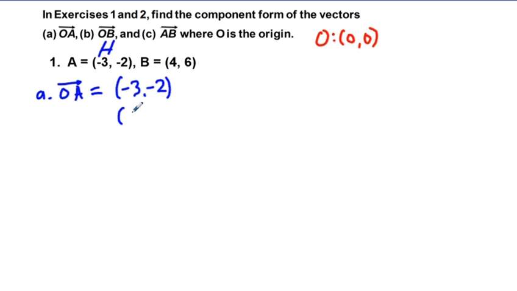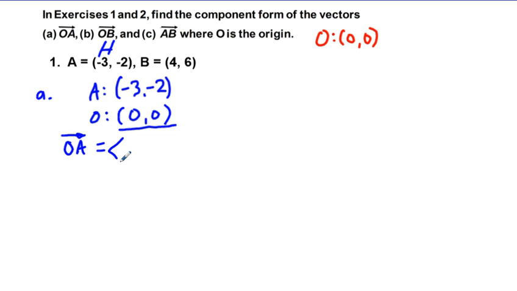O is 0, 0. I'm going to rewrite this, make this a little clearer, I hope. So vector A is -3, -2. Vector O is 0, 0. And we subtract. Vector OA is equal to, put this in form with angular brackets, -3, -2.